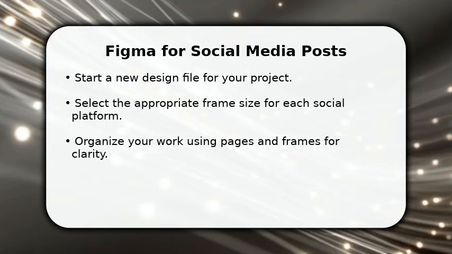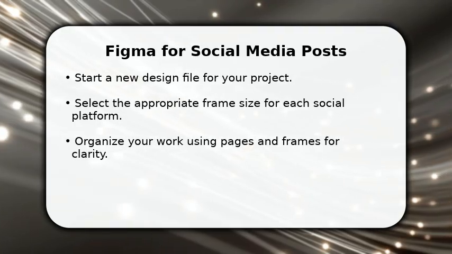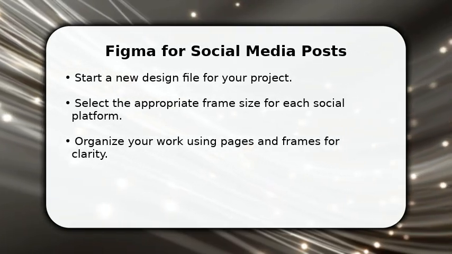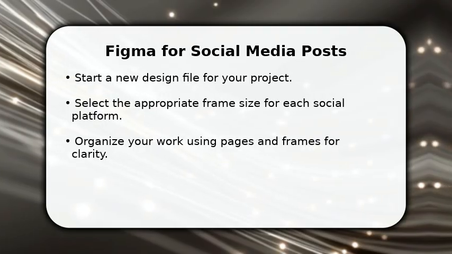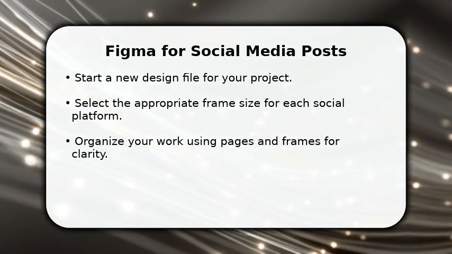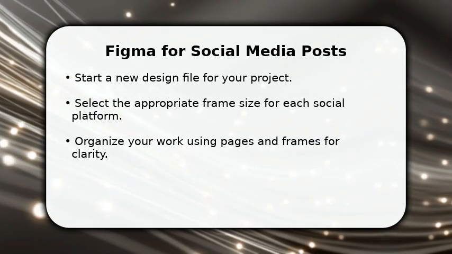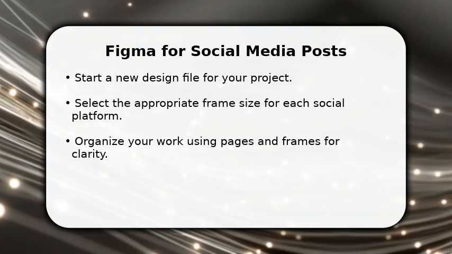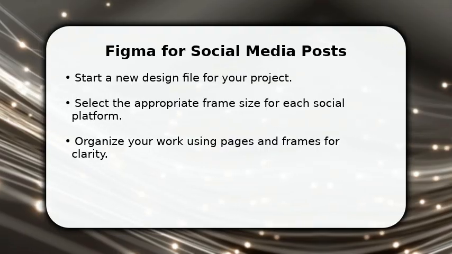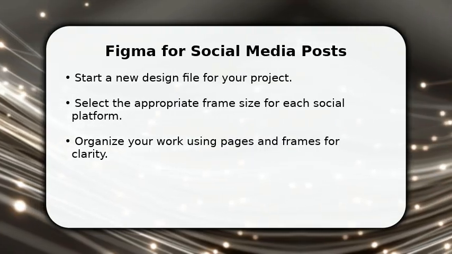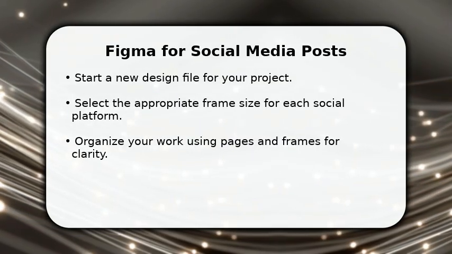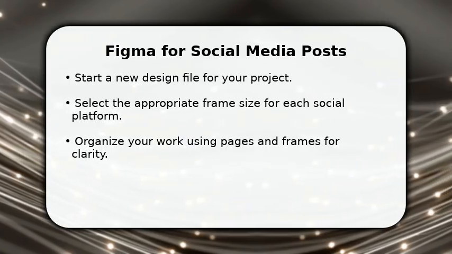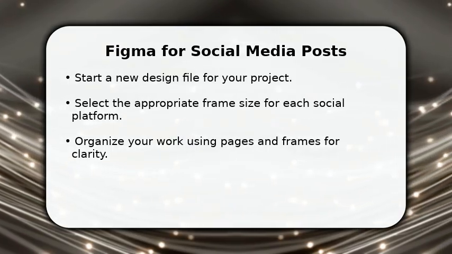In this video, I will explain how to use Figma for social media posts. First, open Figma and create a new design file. You'll want to set up your canvas with the correct dimensions for each platform, like 1080 by 1080 pixels for Instagram. Organizing your work into different pages or frames helps keep your designs tidy and easy to navigate, especially when managing multiple posts or campaigns.